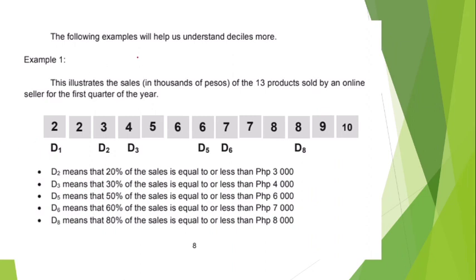We have examples that will help us understand deciles more. Example 1 illustrates the sales in thousands of pesos of the 13 products sold by an online seller for the first quarter of the year. Let's say from the 1,000 pesos, 20% means that the sales is equal to or less than 3,000. So decile 2 is 3K.